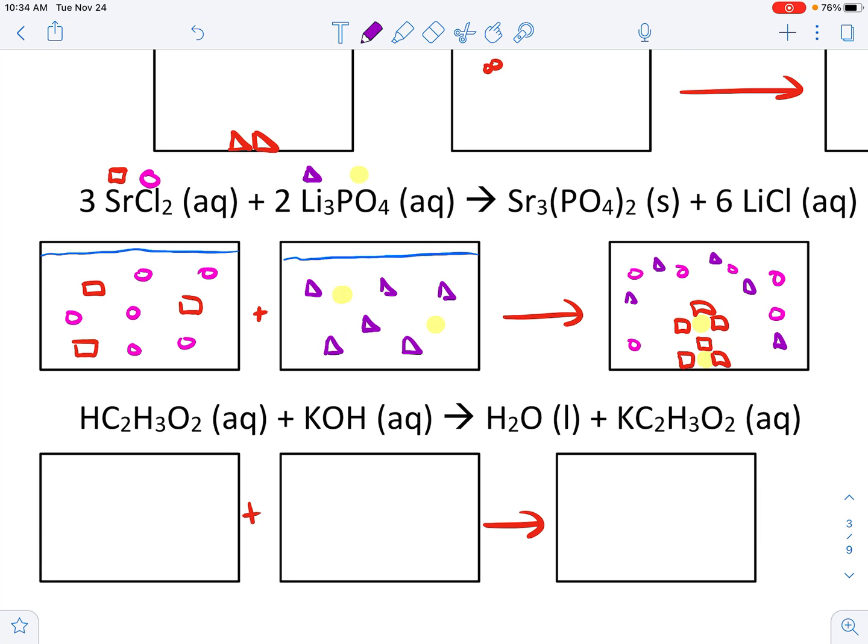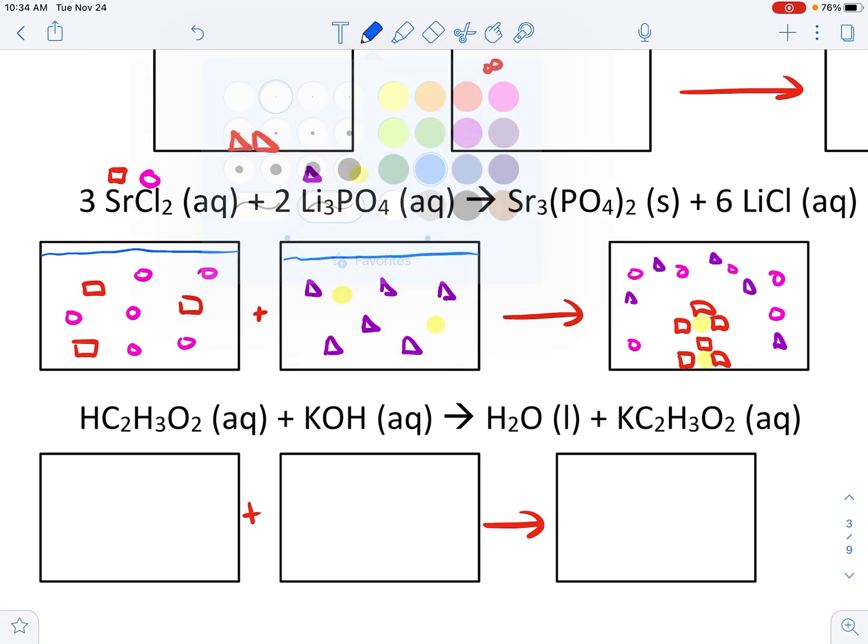And this also hopefully helps us identify our spectator ions. You can see that these purple and pink things didn't change as they went through the process, so they're really not involved in the reaction. So it could technically be anything that's aqueous to get this to happen. Okay? Now if we look at this next one, we're going to have a little different situation.